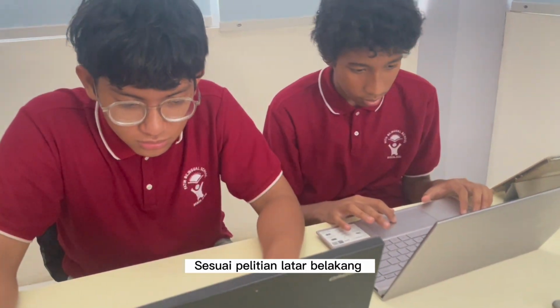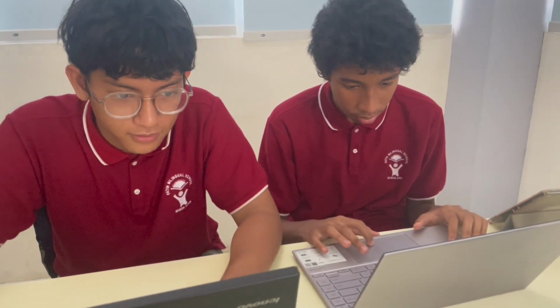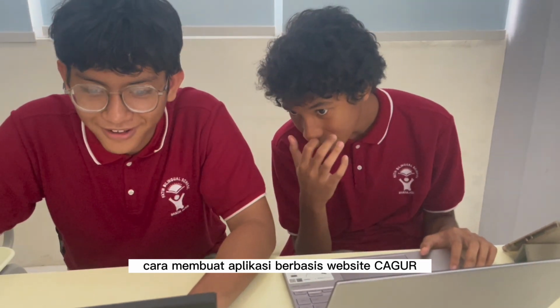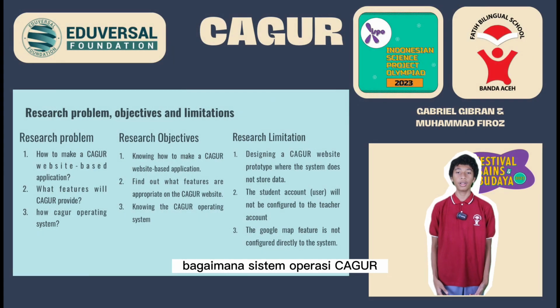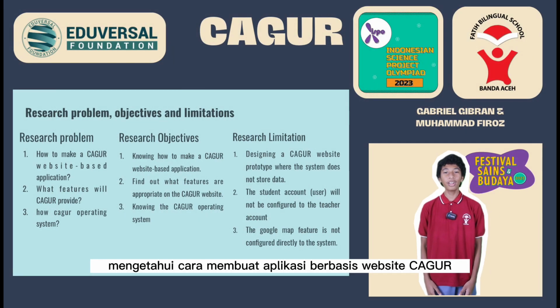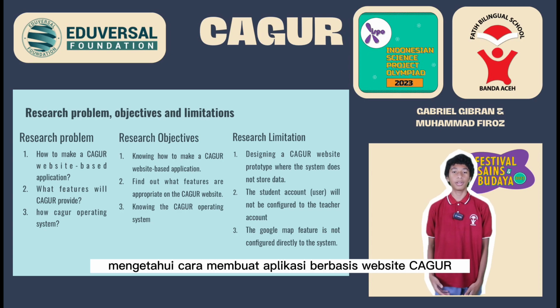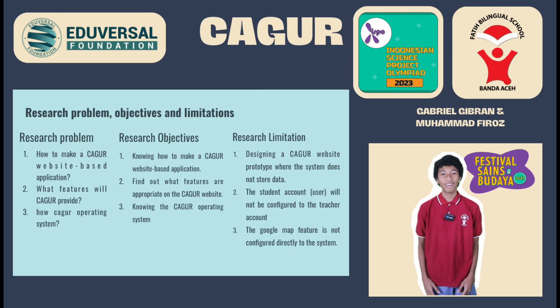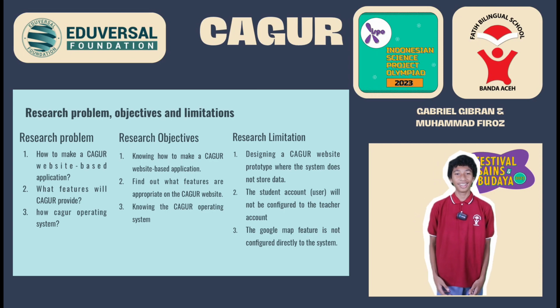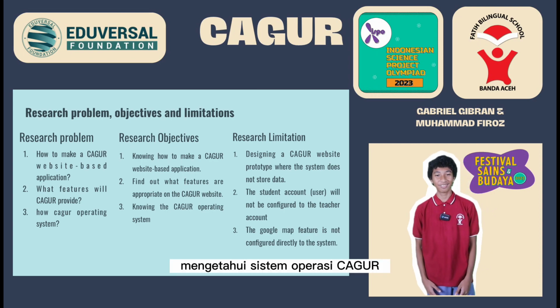Based on the research background, our research problems are how to make a Cagur website-based application, what features Cagur will provide, and how the Cagur operating system works. Next, research objectives. Knowing how to make a Cagur website-based application. Finding out what features are appropriate on the Cagur website. Knowing the Cagur operating system.